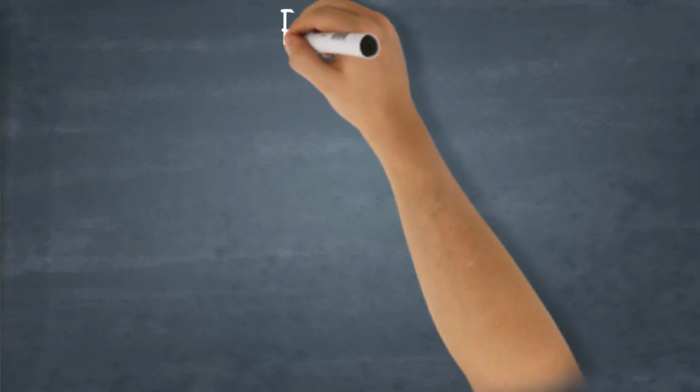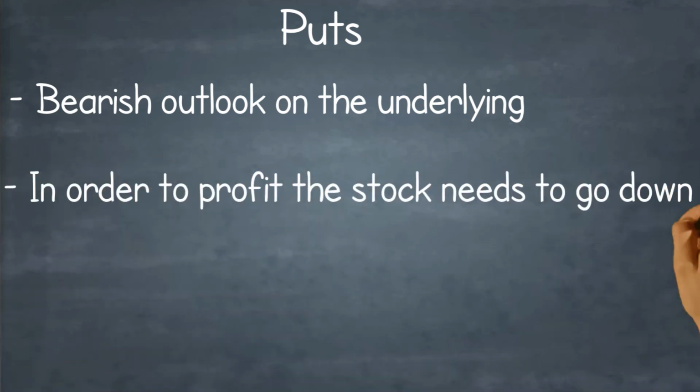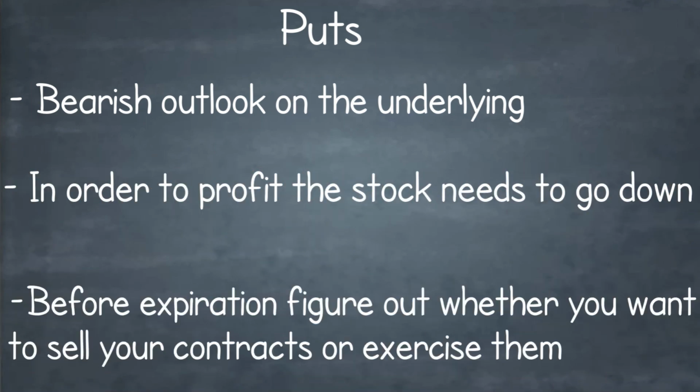Now let's move on to the puts. Buying a put is a bearish perspective on the underlying stock. If you're buying a put, you want the stock to decrease in value in order for you to profit. Much like a call, puts have a strike price, an expiration date, and a number of contracts that need to be taken into consideration before purchasing. The concept is the same, except you are buying the right to sell shares at a fixed price in the future. So let me give you an example.